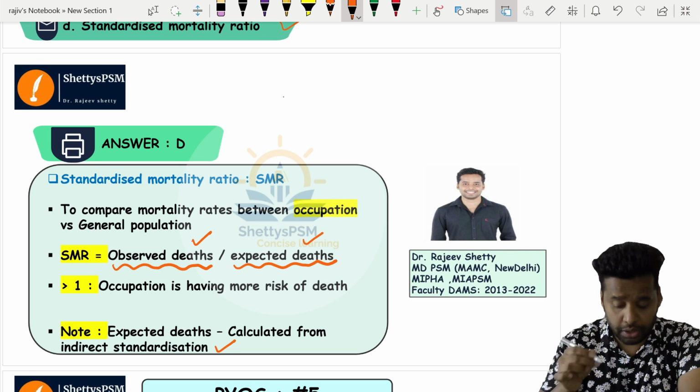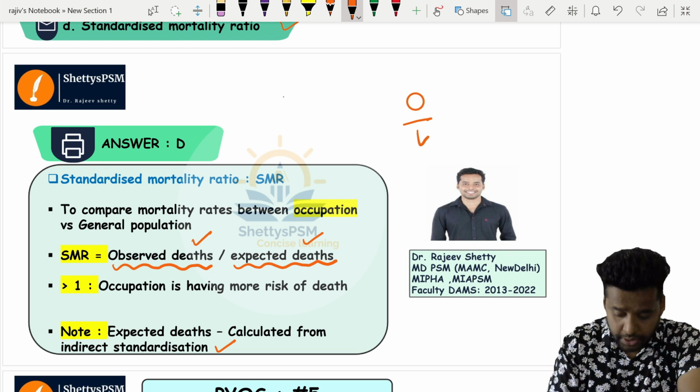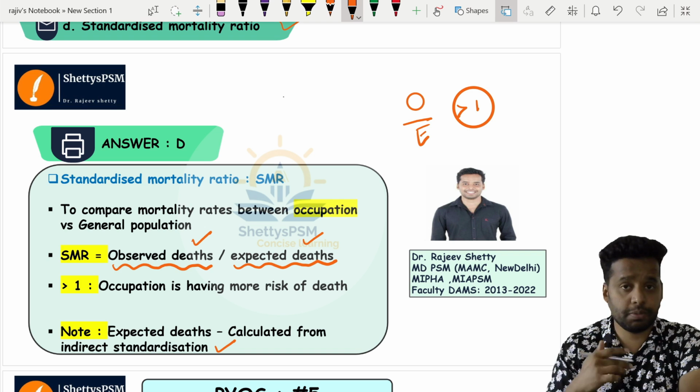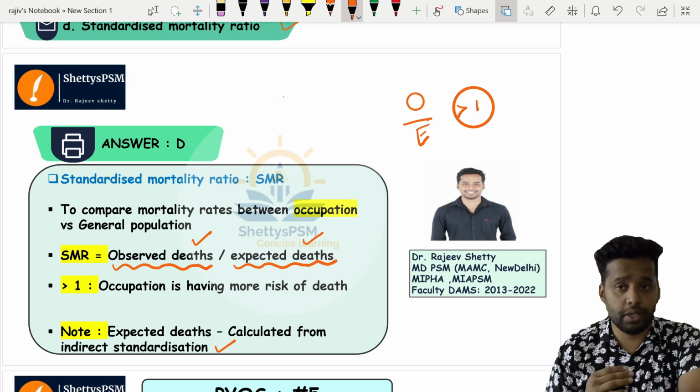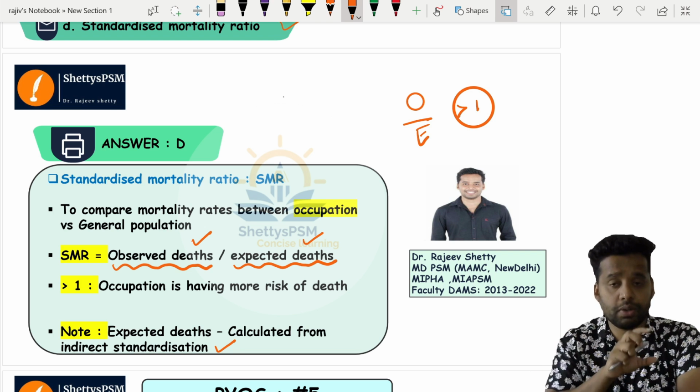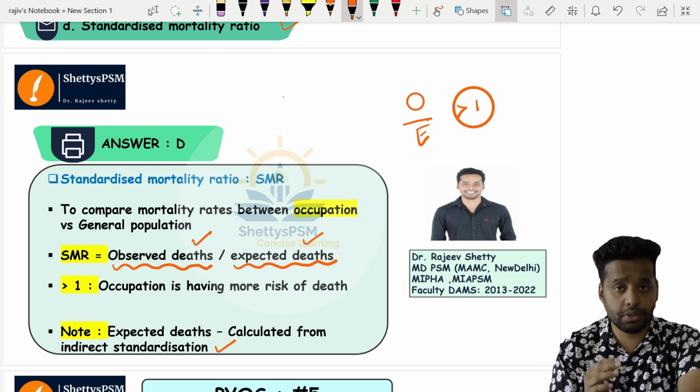If the ratio O by E is more than 1, the occupation is having more risk of death. If the standardized mortality ratio is more than 1, how to calculate? Observed deaths by expected deaths. For calculating expected deaths, what you are supposed to do? Indirect standardization.